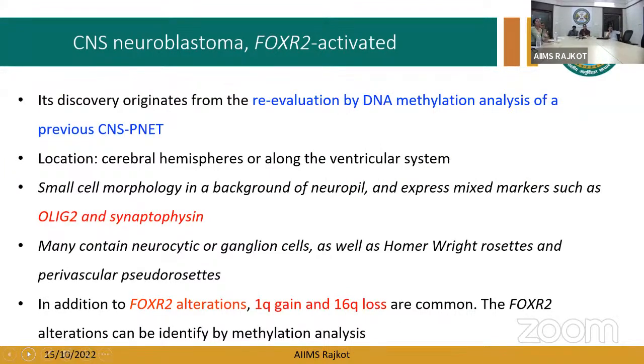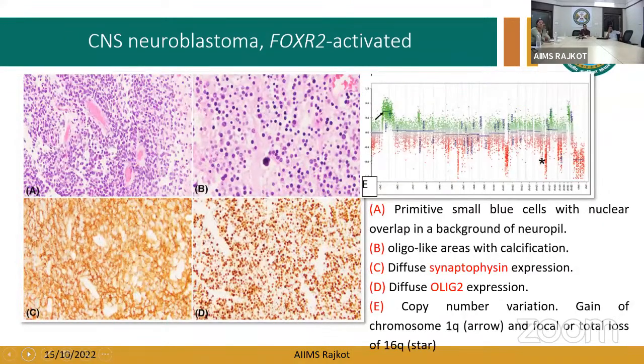Now we go to the CNS neuroblastoma, FOXR2 activated. Obviously, this is based on the DNA methylation analysis, which was done on previous CNS PNET type of tumors. This has a small cell morphology in a background of neuropil, and mixed markers like OLIG2 and synaptophysin will be positive. In addition to FOXR2 alteration, 1q gain and 16q loss are also seen in these tumors.